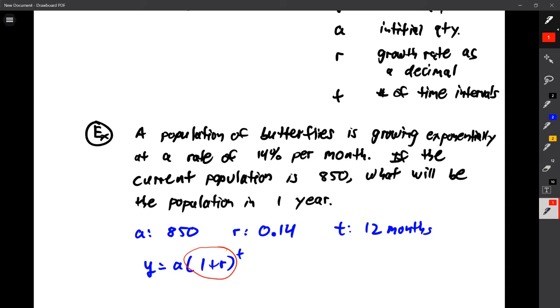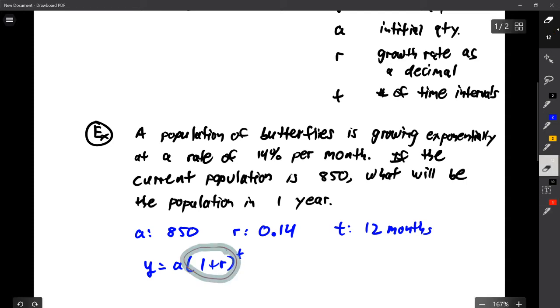But if r is a negative number, use negative rates for decay. If r is a negative number, then 1 minus some decay rate will give you a base that is between 0 and 1, because you can't have a rate of decay greater than 100% decay, because 100% decay means it's all gone. Then you get a base between 0 and 1, which gives you exponential decay.